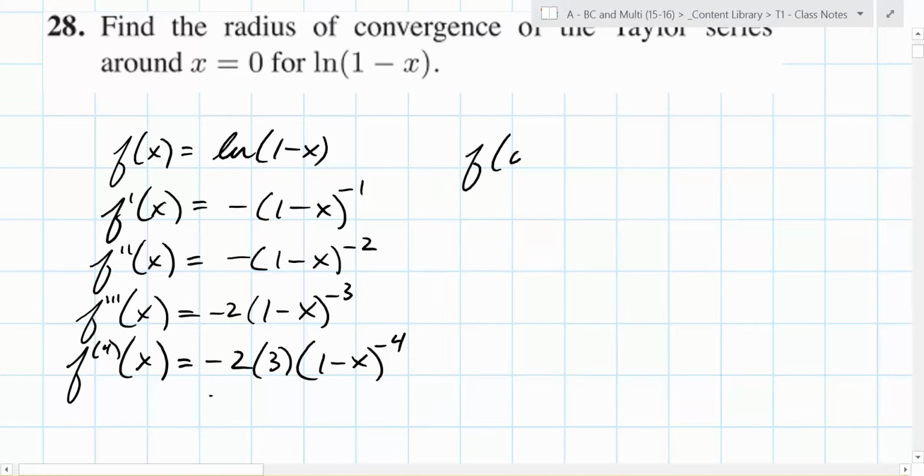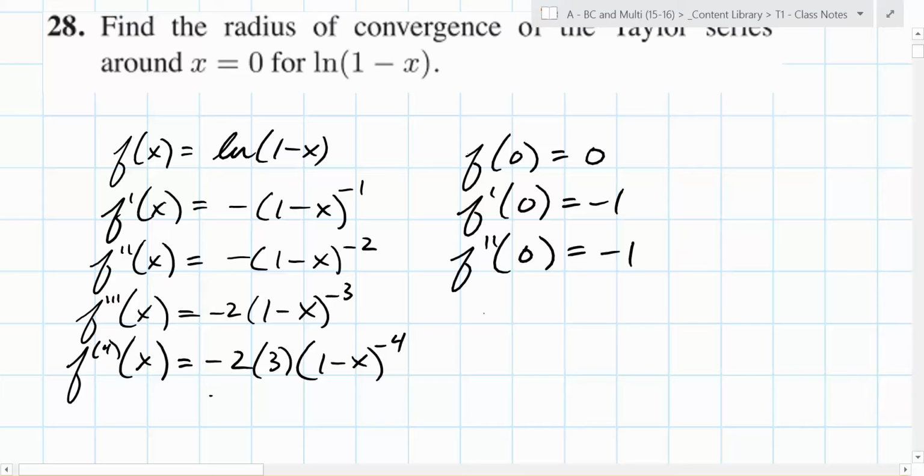f of 0 is 0, right? f prime of 0 is what? Negative 1. f double prime of 0, what's that? Negative 1. So what are all of these? I think they're all negative 1, right?